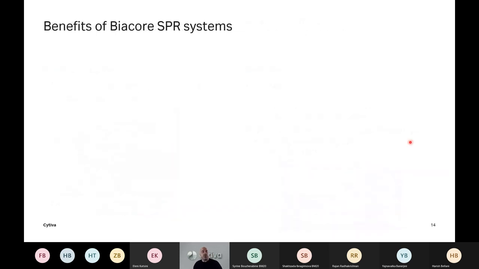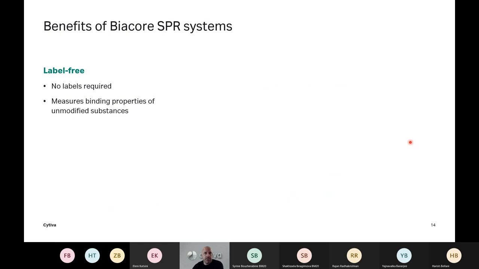Good. So what are the benefits of the Biacore SPR systems? As we have already mentioned, these are label-free systems. That means that we don't need to work with labels. We don't need to label our molecules, so we can measure the binding properties of unmodified substances, okay? And thanks to this, we can save time and workload because we won't need to spend time labeling the molecules.